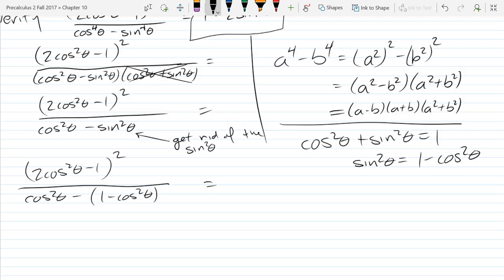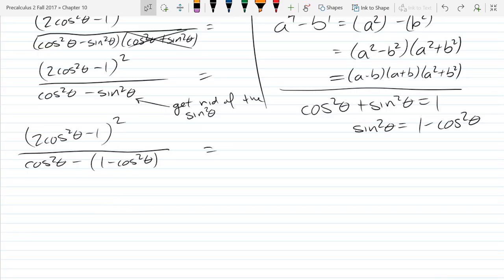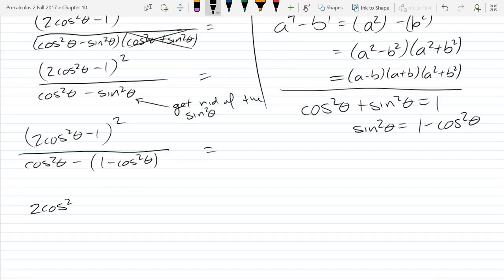So again, the reason I did this is because I was motivated to get rid of the sine squared, because I was trying to get something that looks more like the numerator. So I didn't want a sine squared in there anymore. So we'll just simplify the bottom. We get cos squared minus 1 plus cos squared. So that's 2 cos squared theta minus 1.